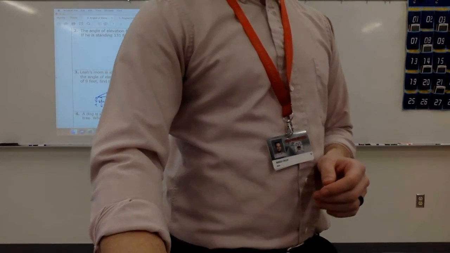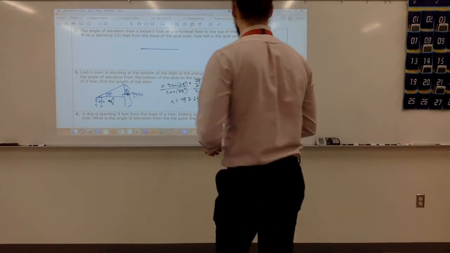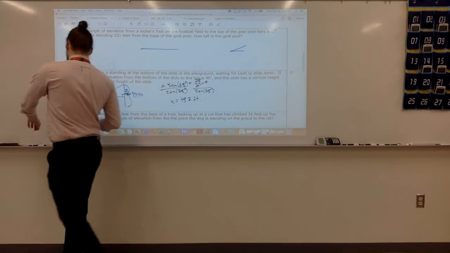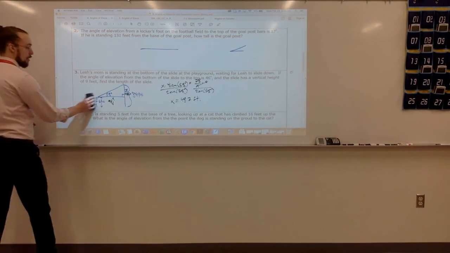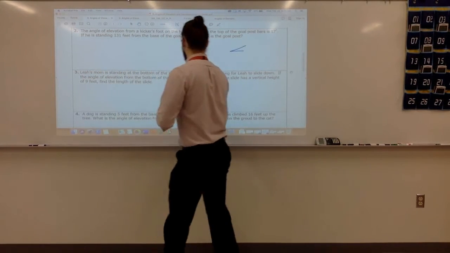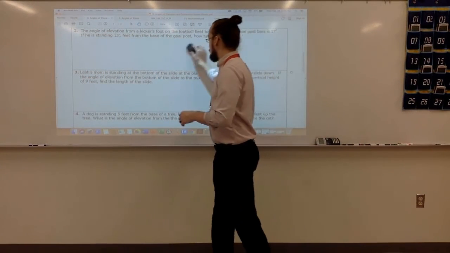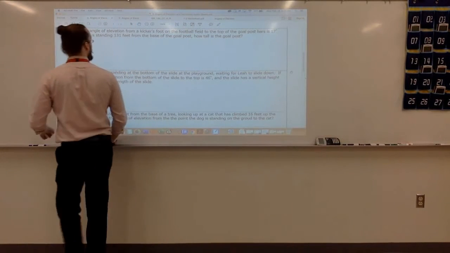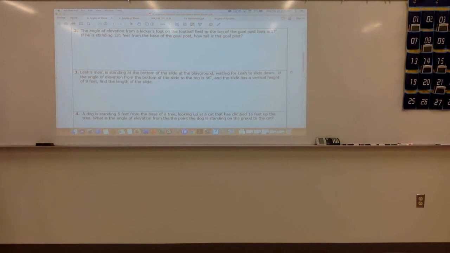All right, let's take a look at one more together here. On number 2, it says the angle of elevation from a kicker's foot on the football field to the top of the goalpost is 17 degrees. He's standing 131 feet from the base of the goalpost. We want to figure out how tall the goalpost is.